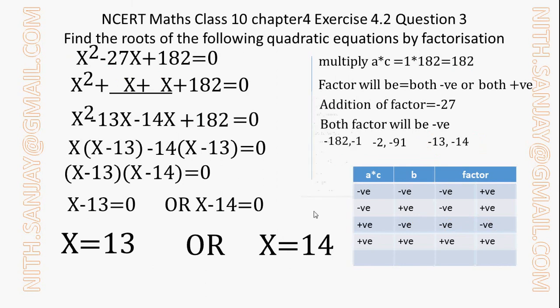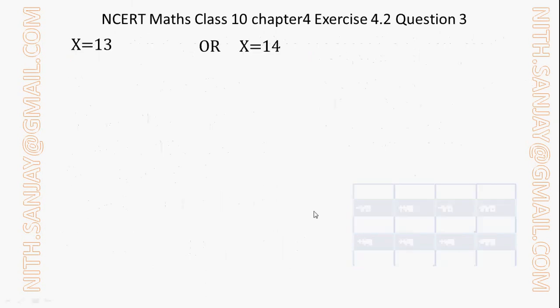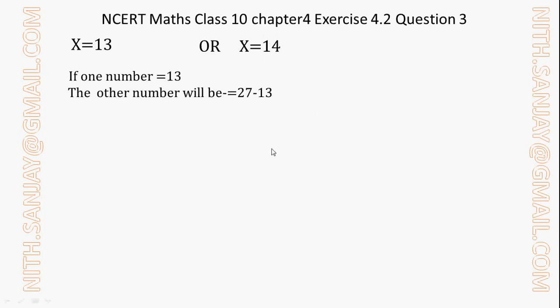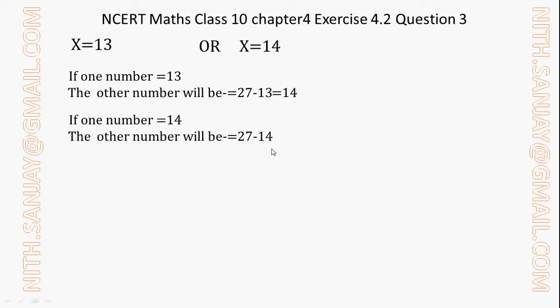Now x is equal to 13 or x is equal to 14 are the roots of the quadratic equation which we have derived from the statement. So it means if I take x is equal to 13, one number will be 13, and the other number will be 27 minus 13, because the other number was 27 minus x, so this will be 14. I can take it another way also. If I take x is equal to 14, my one number is 14, then the other number will be 27 minus 14, which is equal to 13.